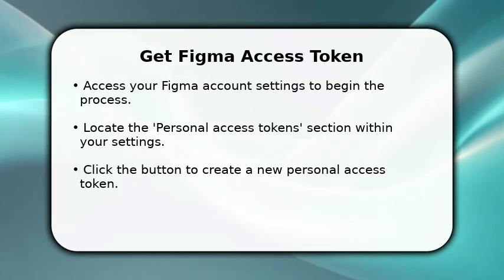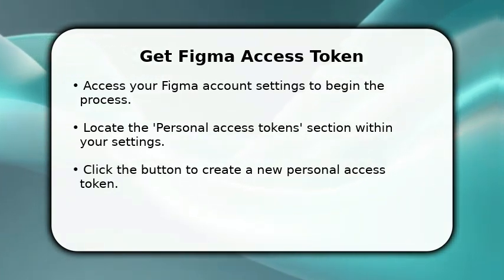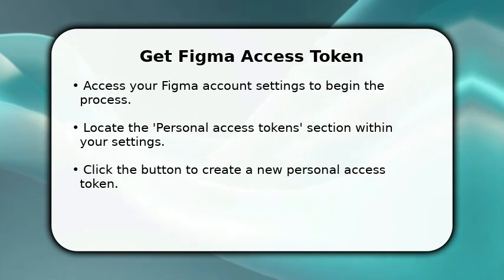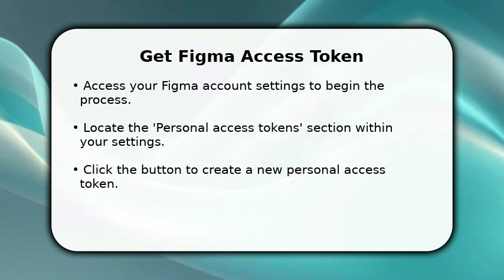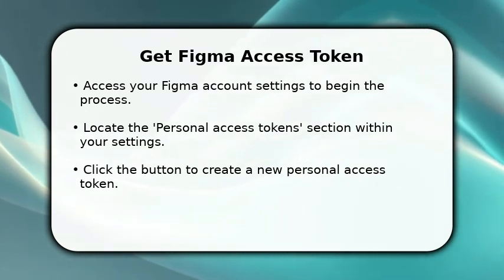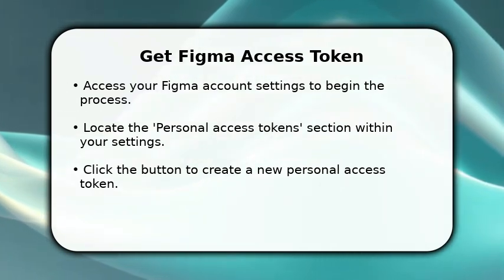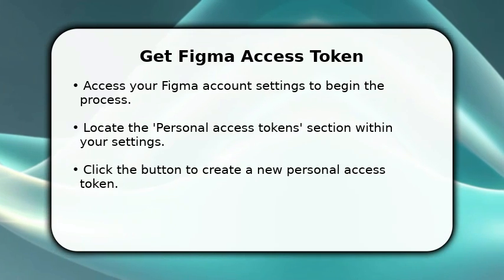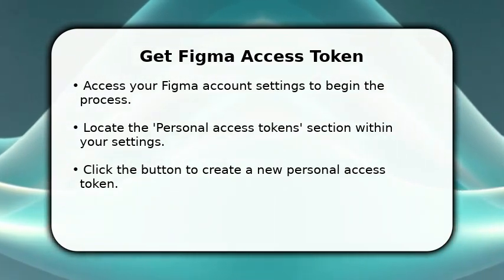In this video, I will explain how to get a Figma access token. First, log into your Figma account and navigate to your personal settings. Once there, scroll down until you find the Personal Access Tokens section. This is where you'll manage all your tokens. Click the button to generate a new token, which will allow you to securely interact with the Figma API. It's a straightforward process to get started.